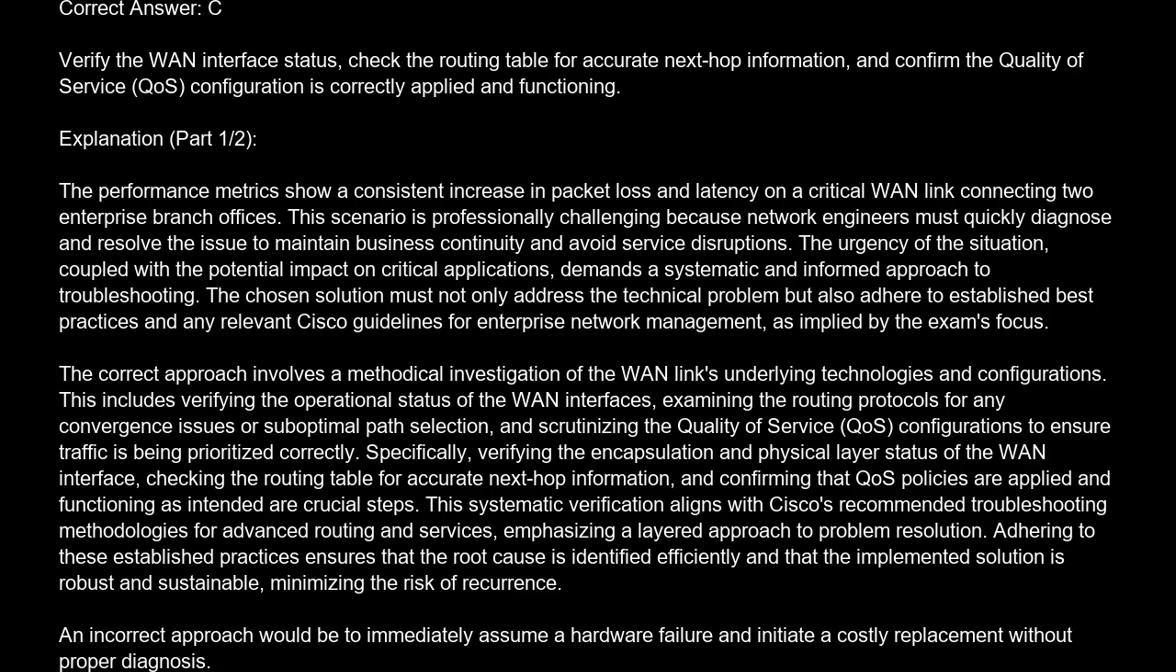This includes verifying the operational status of the WAN interfaces, examining the routing protocols for any convergence issues or suboptimal path selection, and scrutinizing the quality of service (QoS) configurations to ensure traffic is being prioritized correctly. Specifically, verifying the encapsulation and physical layer status of the WAN interface, checking the routing table for accurate next hop information, and confirming that QoS policies are applied and functioning as intended are crucial steps.